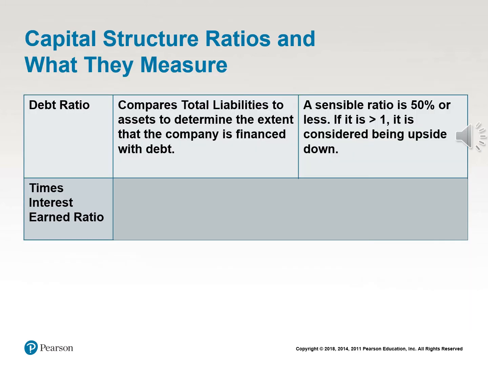Our capital structure ratios only have two ratios that we're going to be looking at. The first one is the debt ratio. The debt ratio compares the total liabilities to assets. We're trying to figure out the extent that the company is financed with debt. It's fairly sensible to say that 50% or less is good, but it does really depend upon the industry.